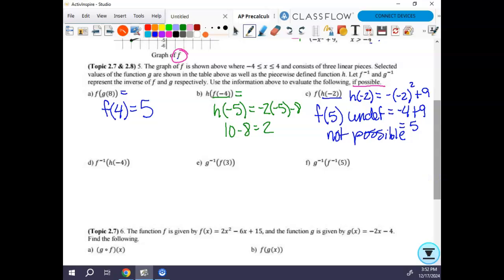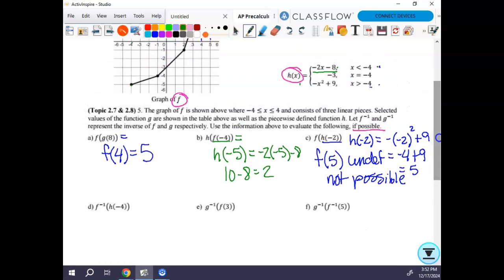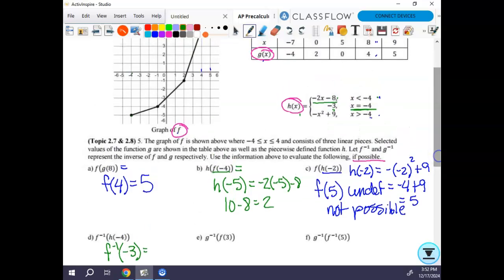All right. f inverse of h of -4. Have we found h of -4 yet? No. So here's h of -4, it's just -3. So that means I just want f inverse of -3. Since this is the inverse, when I go to f, I'm not looking at x. I'm doing the opposite because it's the inverse. I go to the output of -3, and the input there would be 0.